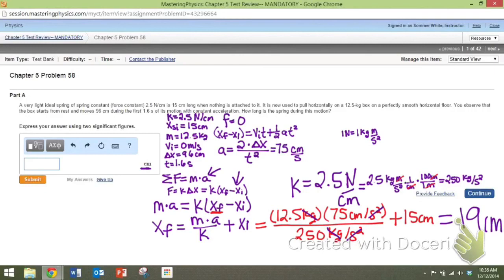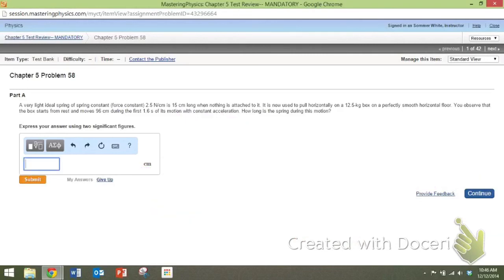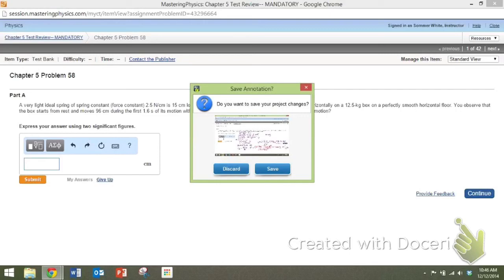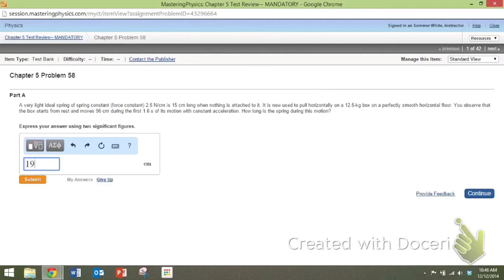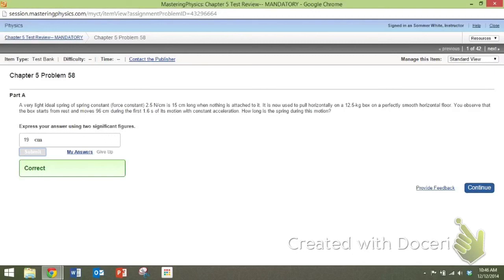We can go ahead and test that. Our annotations will disappear for a second. Put in my 19, hit submit, and there we go. So that is how we solve a spring force question.